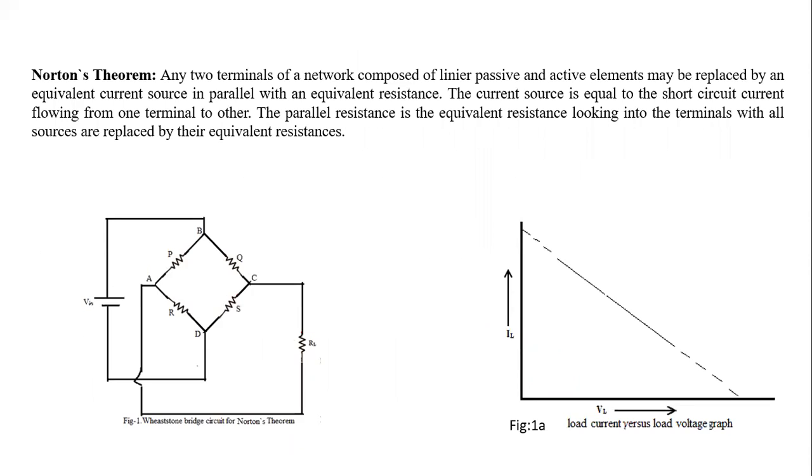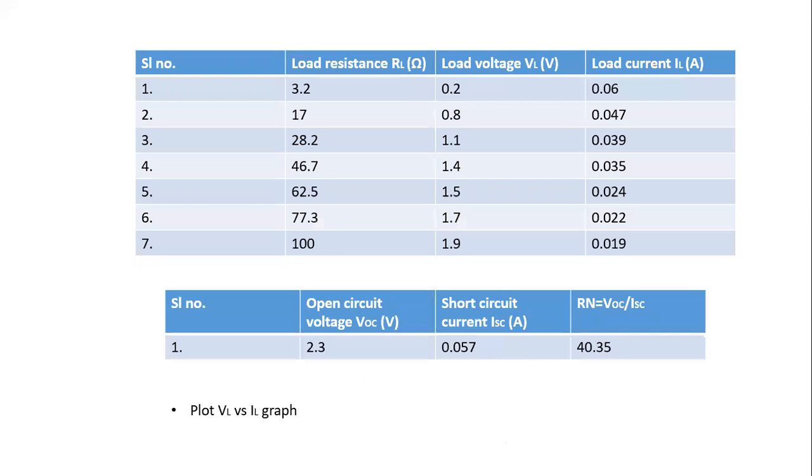And the question is how we are going to measure RN. We are going to measure RN by this. Here we can say, from the second table, RN is VOC by ISC. Now what is VOC? VOC is the, sorry.